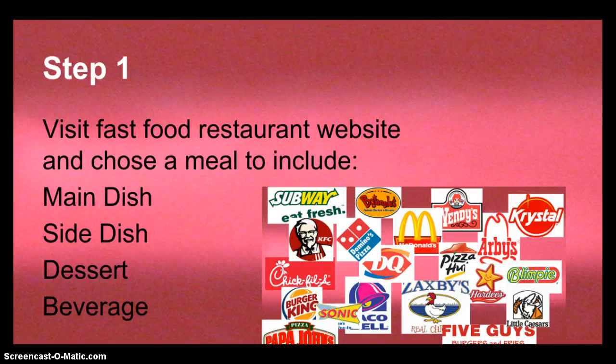Step 1 is where they will actually visit the fast food restaurant website and choose a meal to include. This meal must include a main dish, a side dish, a dessert, and a beverage.